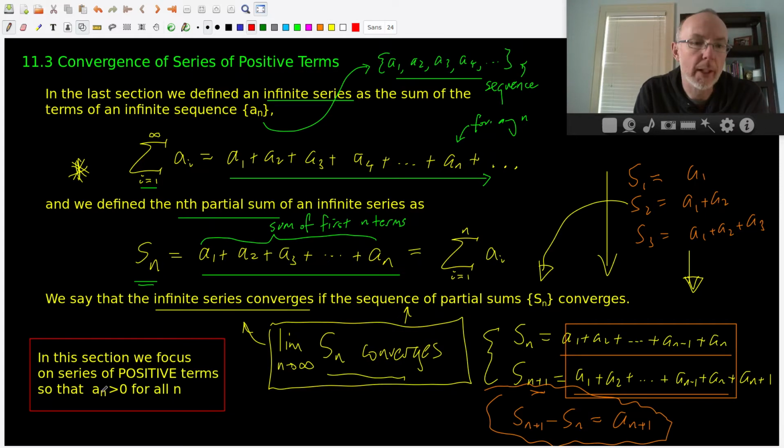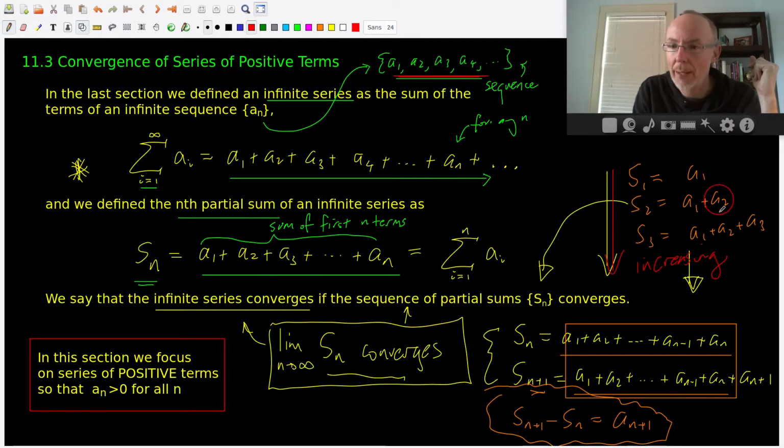In this section, we're going to concentrate on series that have positive terms. And so every number in the original sequence here is positive, which means that each time I add a new number, the value is going up, which means this sequence of partial sums is strictly increasing because each time I add a new number, look, I went from a1 to a1 plus a2. I went from a1 plus a2 to adding a3. Each time I add that new number, I'm adding a positive value.